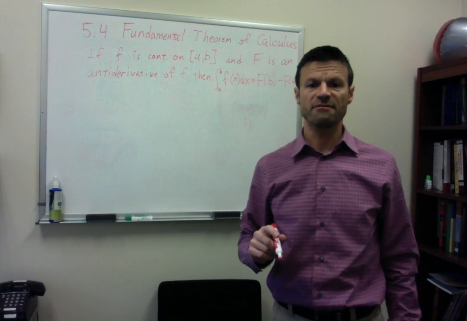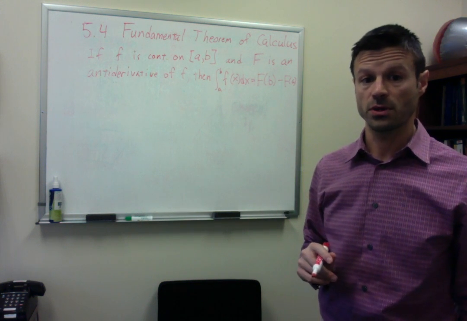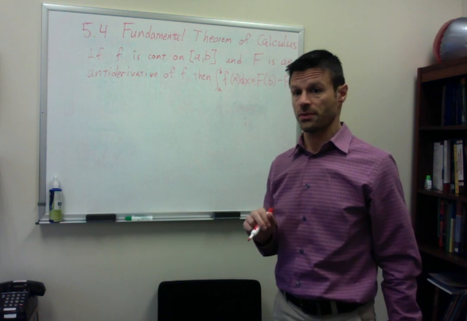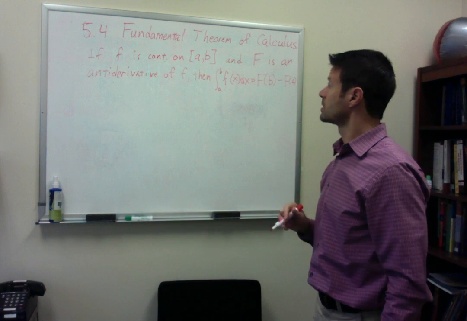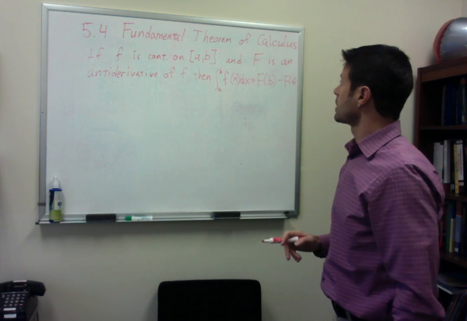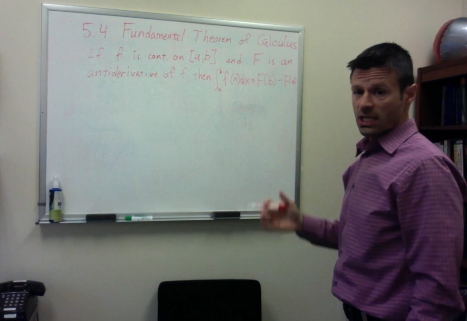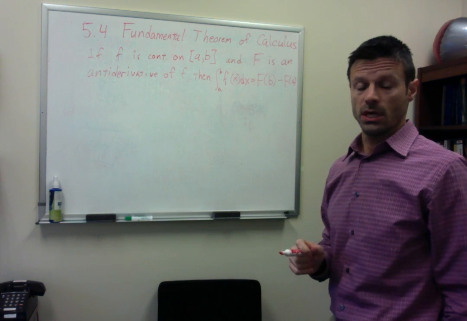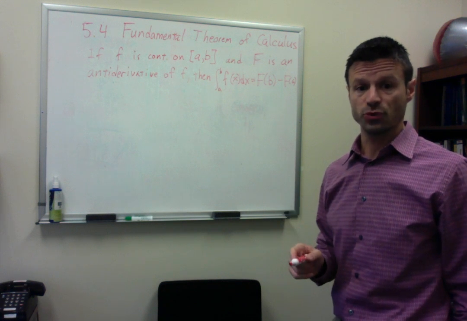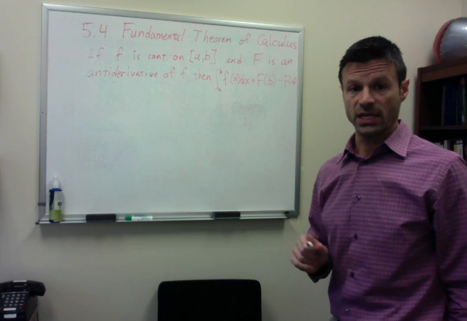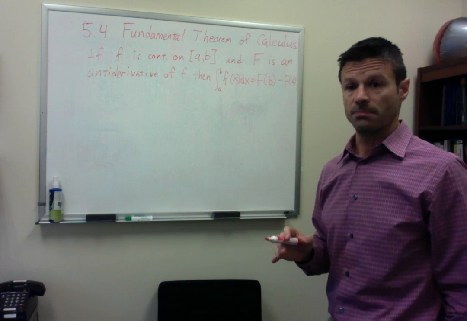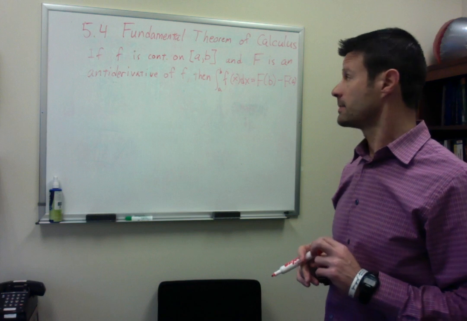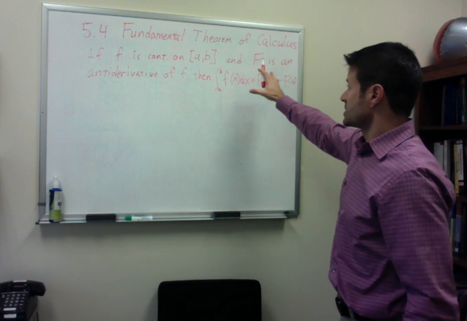Okay, so section 5.4 covers the fundamental theorem of calculus. There are two parts to the fundamental theorem of calculus, and we're going to look at the first part. In the first part, it's basically giving us a way to evaluate a definite integral by simply finding an antiderivative and then evaluating that antiderivative at b and a, which are the boundary of the interval from a to b. Okay, so here's the statement.